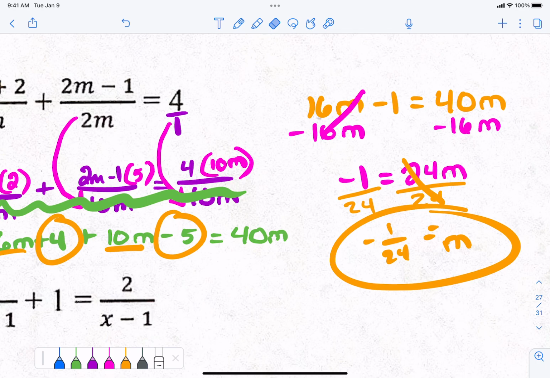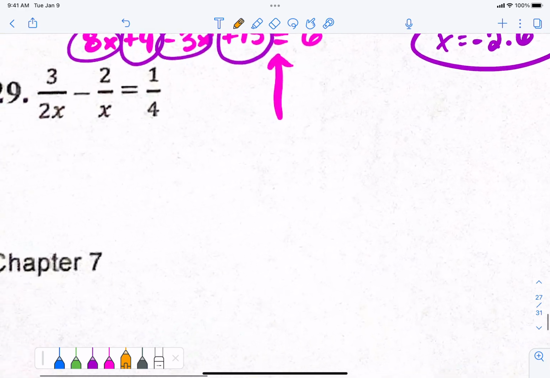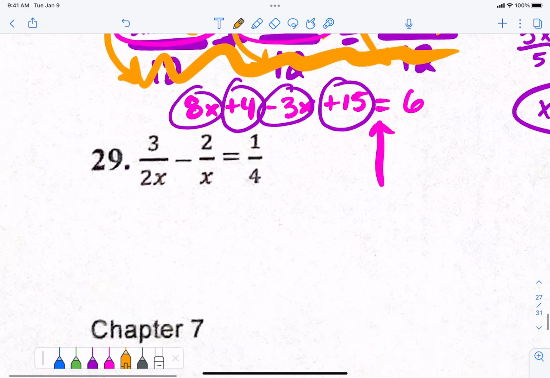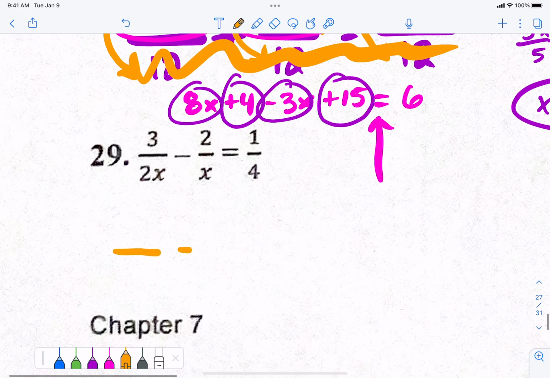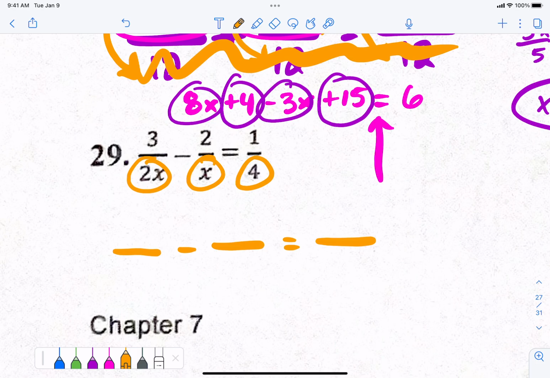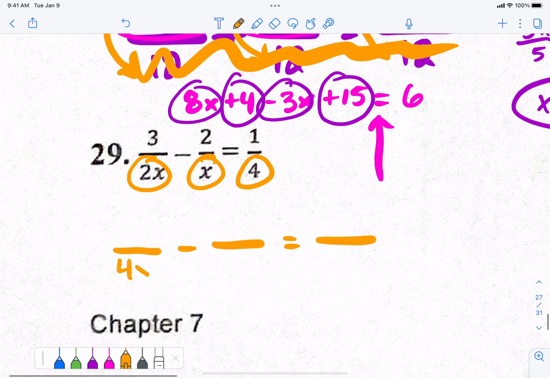All right. Ready for the next one? 29. This guy minus this guy equals this guy. We have a minus sign again, so be careful with that. We've got 2x, we've got x, and we've got 4. What's your common denominator going to be? 4x, right? Because 4 has to go into it. So it'd have to be 4x. Okay, that's my common denominator.